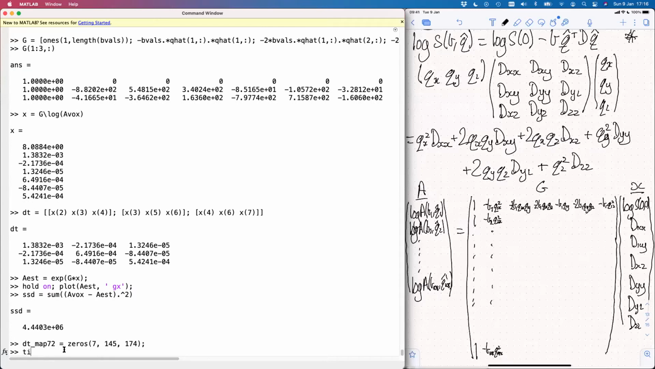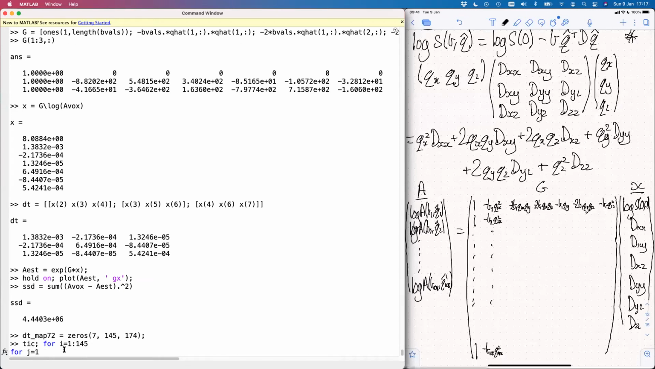So we need an array of this size this time. This time I'm going to use this tick-tock construct, which allows me to time the execution of a particular series of commands, basically because the first implementation I'm going to show you is inefficient in one particular way, which I'll come back to. And I'll use the timing just to show the extent of that inefficiency. But anyway, as before, we're going to loop over every voxel, for I is 1 to 145, J is 1 to 174.